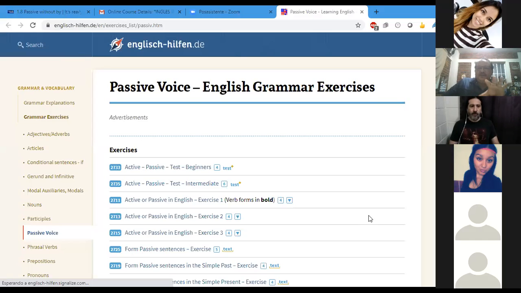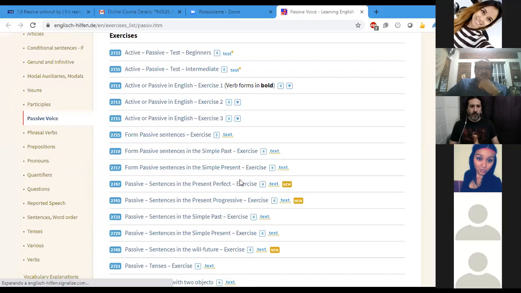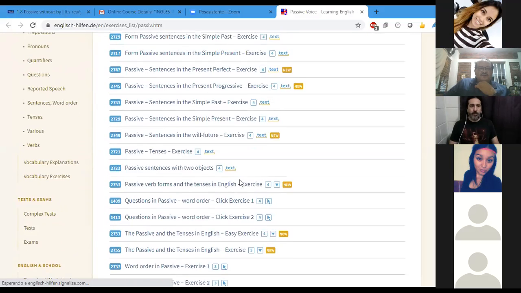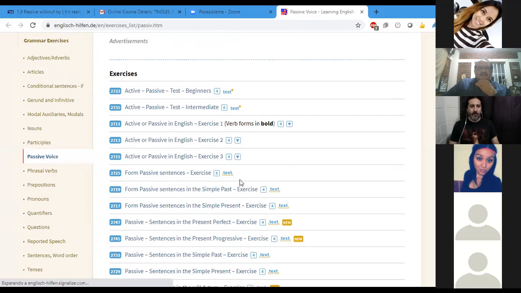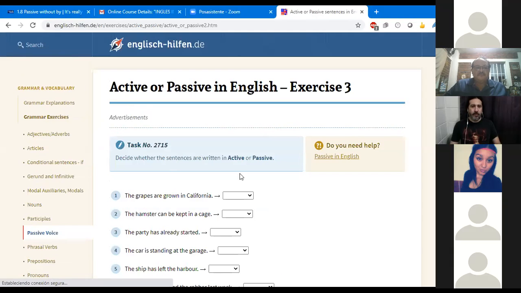Okay. What I have taught you in this moment, what we have seen in this moment, you can find it in this link. Look, this looks beautiful. Only passive, I don't know how many exams and practices you can have here. You have passive tests for beginners, intermediate, exercises. For example, this one is very simple. And then you can also have adjectives, articles, all this material to practice. But I want you to focus in this moment only on the passive voice, because this is what we need. This requires a lot of practice. For example, this is very simple.